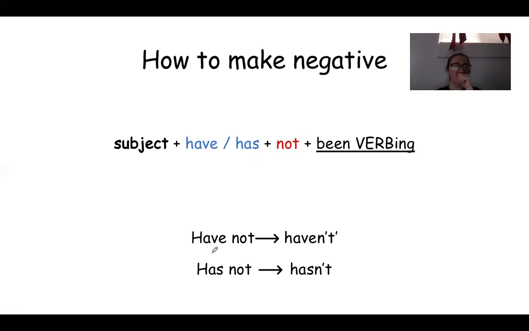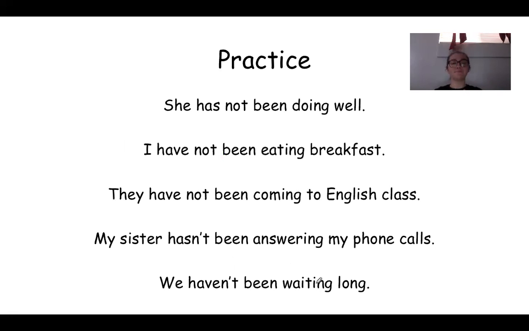And so remember that have not is haven't. Oh, there's that extra apostrophe there. We ignore that. So have not is haven't, has not is hasn't. So I have not been feeling sick. So let's look at that again. So I have not been, and then the verb you want to use is feel, feeling sick.